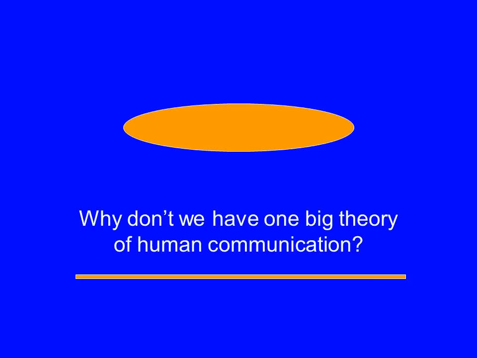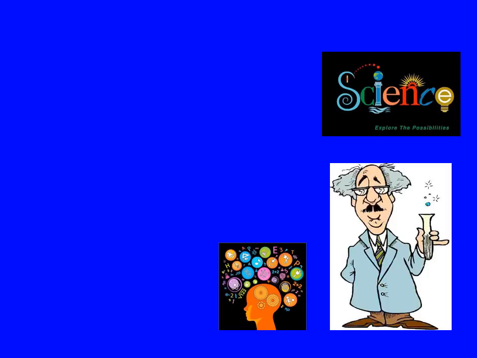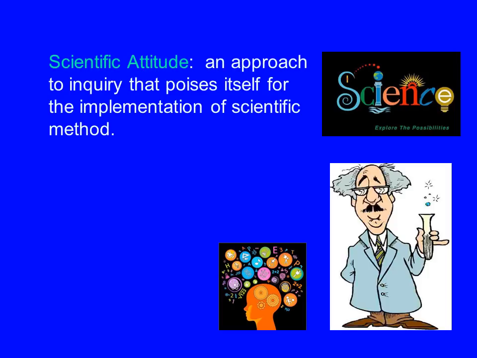So why don't we have one big theory of human communication? Well, it will become apparent very soon that the process of communication is far too complicated to simply try to dump it all into one theory. It just won't fit. There are too many aspects.